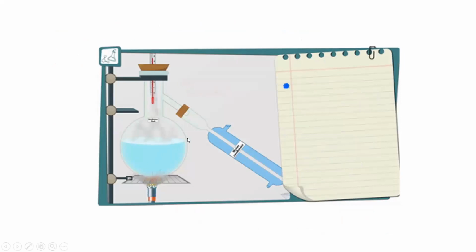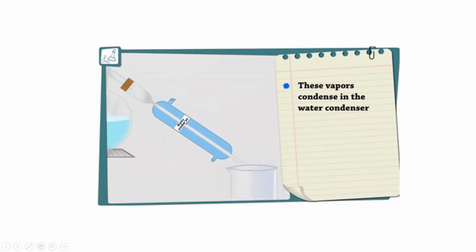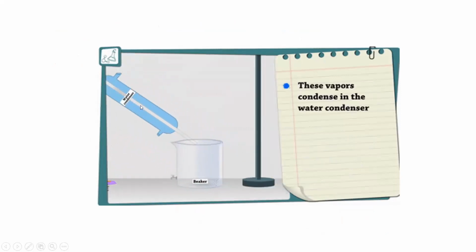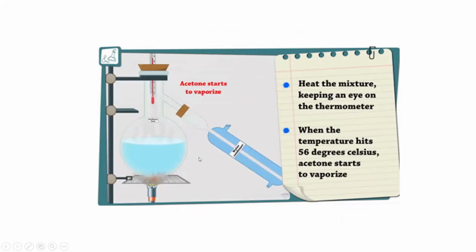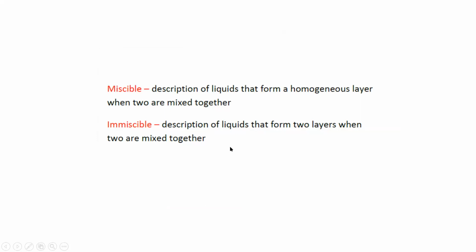So basically, as you can see, when we are supplying heat energy, the liquid will vaporize, and this is a condenser. The condenser removes the heat energy from the vapors. As it removes the heat energy from the vapors, we collect a sample of water, and that will be pure water.